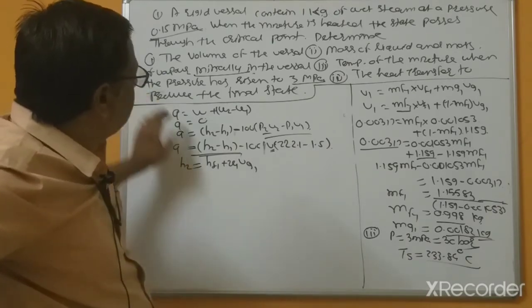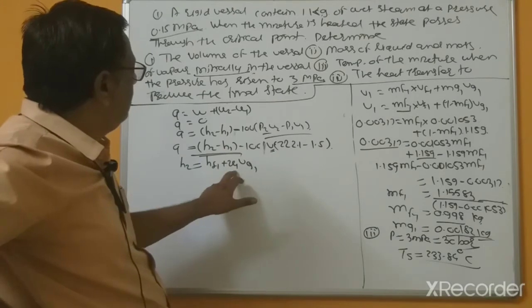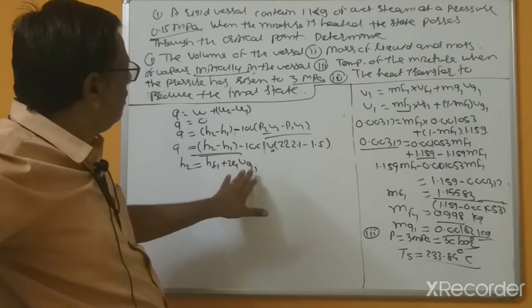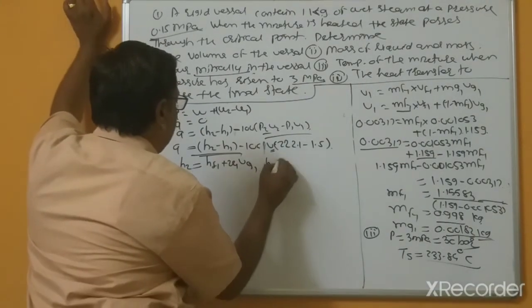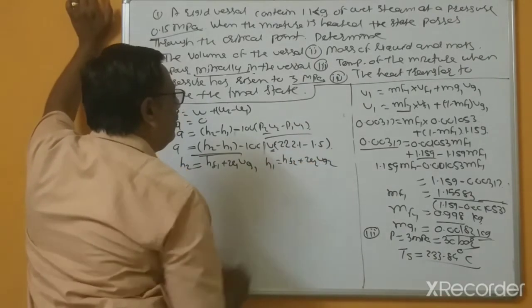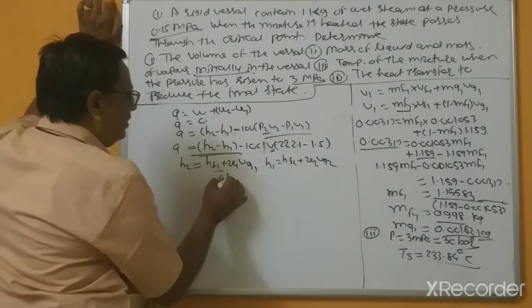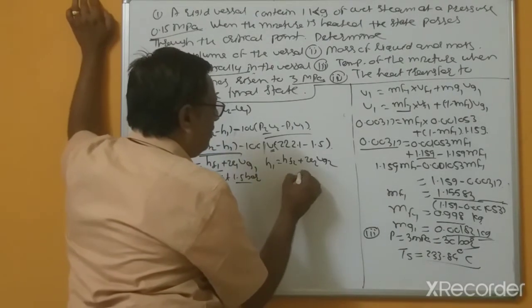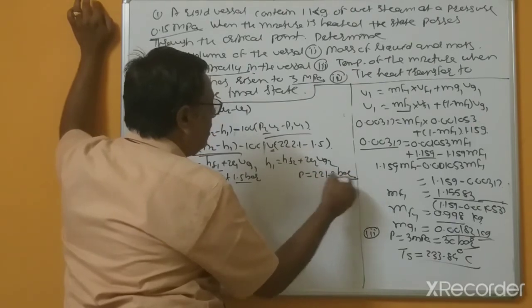By equating V1 equal to x1 Vg1s, and V2 equal to x2 Vg2, we can calculate both dryness fractions. H1 equal to Hf2 plus x2 into Vg2. So that's why we require now Hf1s at this is 1.5 bar, and this pressure is 221.2 bars, which means this is the critical pressure.